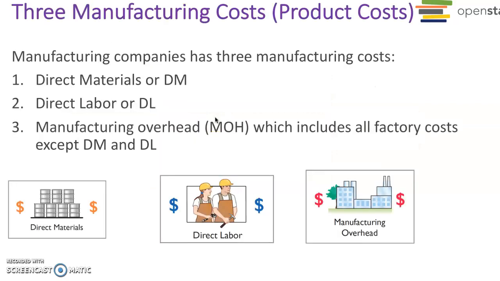Now, in a manufacturing company, in order to produce a product, we have three costs, which we call manufacturing cost or product cost. The three costs are direct material, or DM for short, direct labor or DL, and manufacturing overhead, MOH. What is the definition of these three product costs or manufacturing costs?